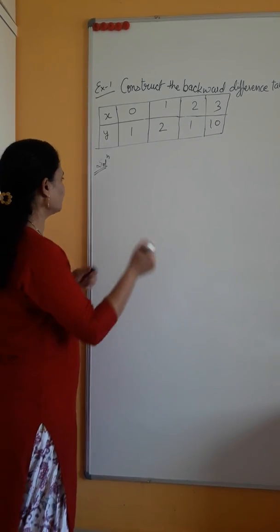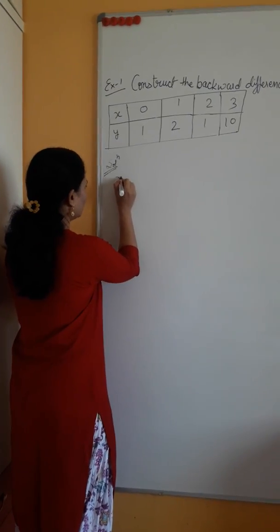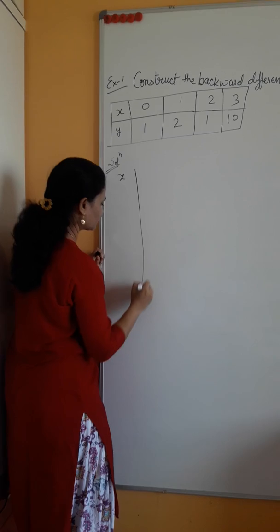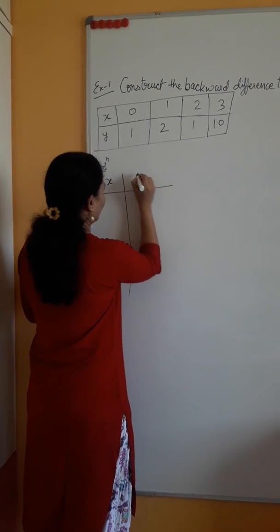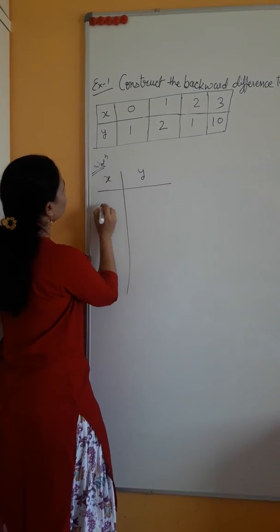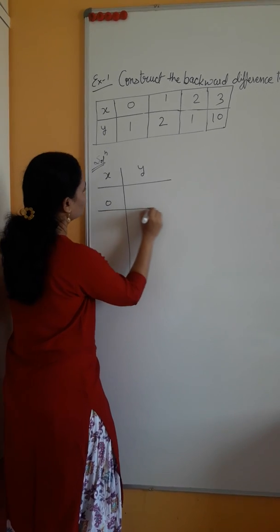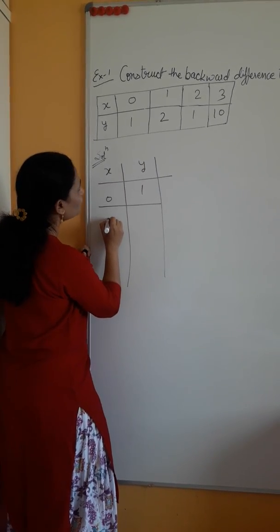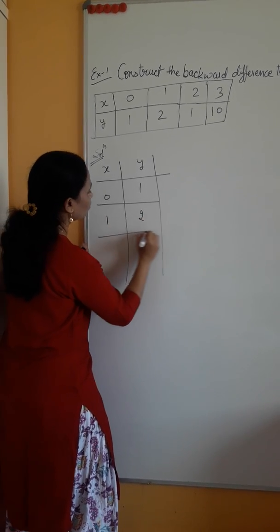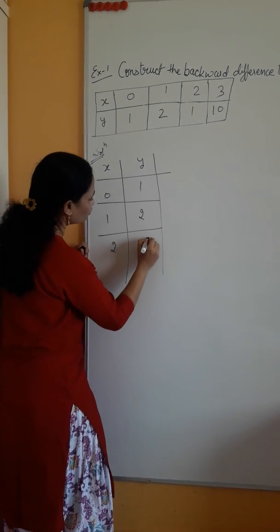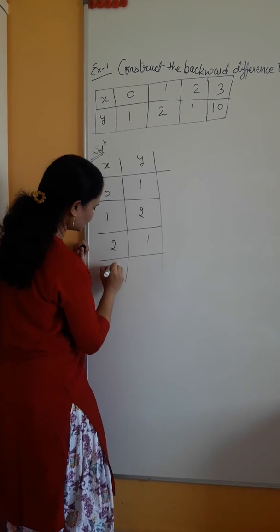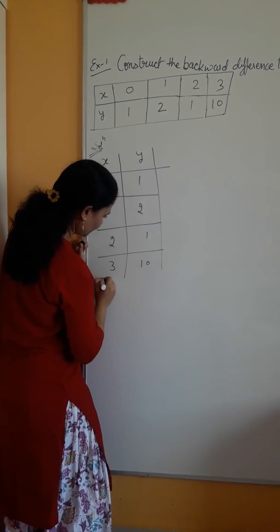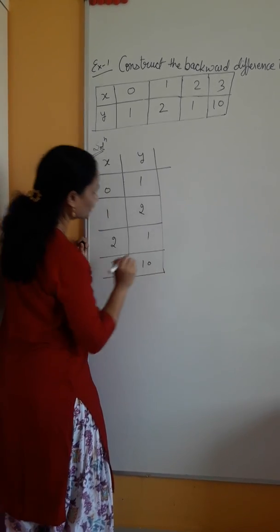So to construct the table, first we write all the values of x and y. So this is 0, 1; 1, 2; 2, 1; and 3, 10. So we have written the values, written the given data.